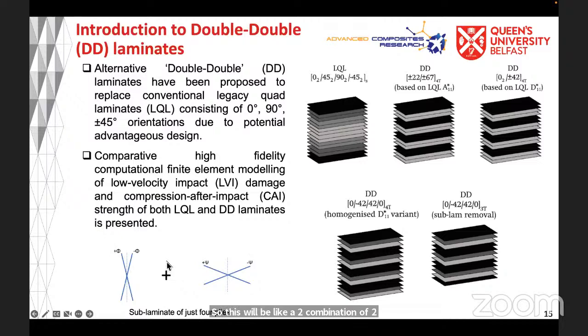So this will be like a sublaminate, and then we can replace. So for example, this type of laminate, which is 0, 45, 90, and 45 symmetric, we can replace by just plus minus 22 and plus minus 67. And then we can add this four or five or as many times as you want.